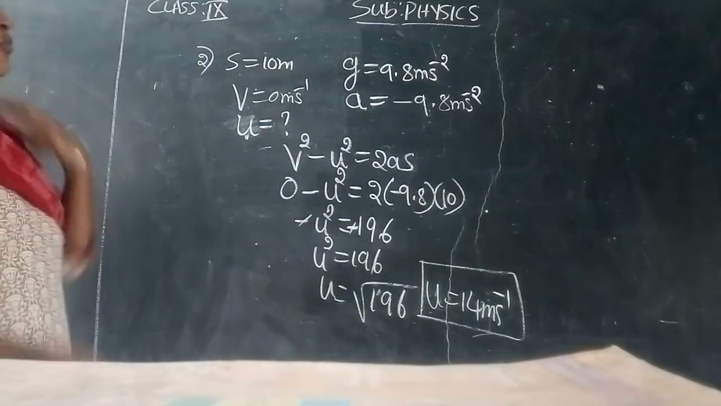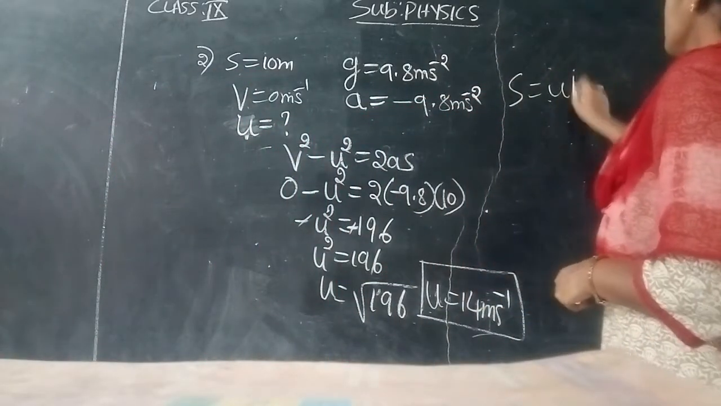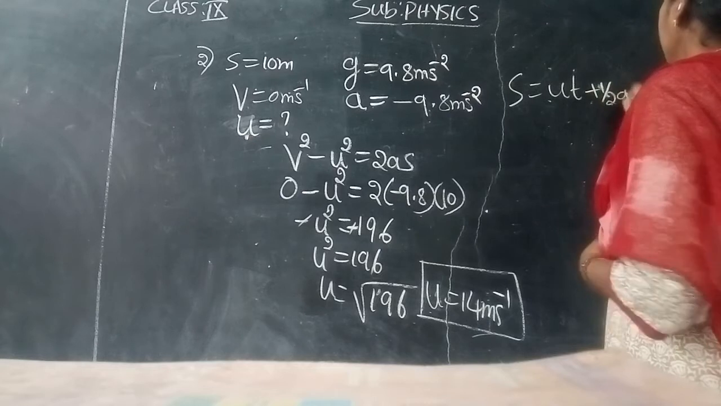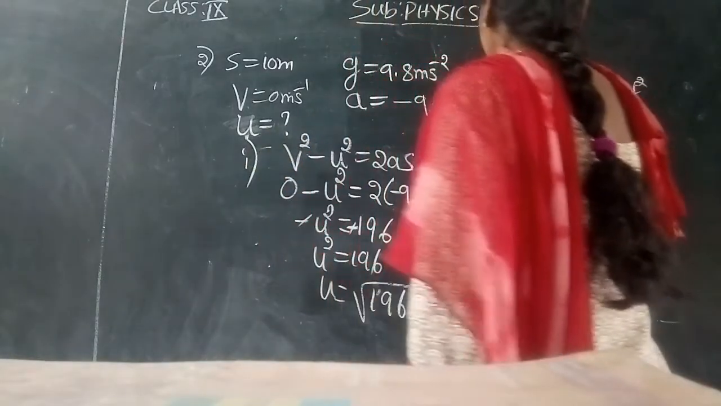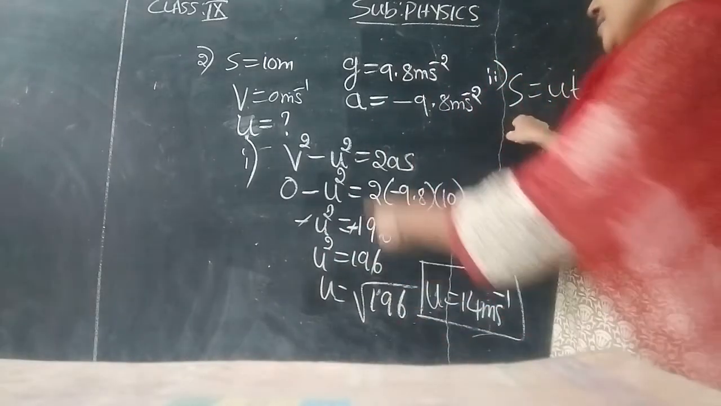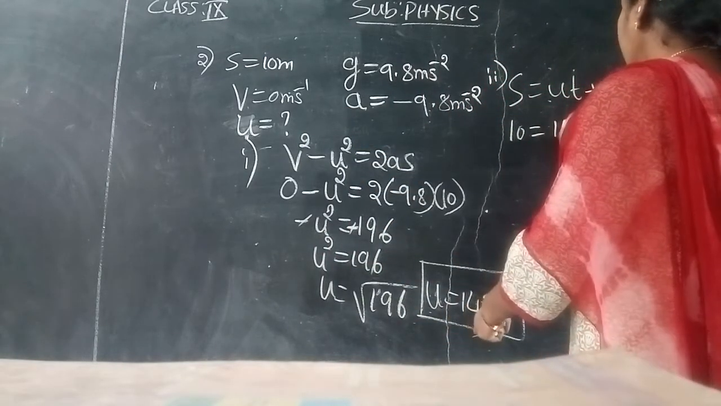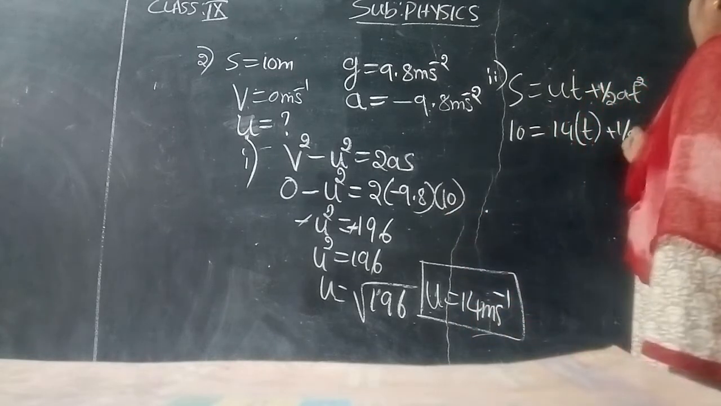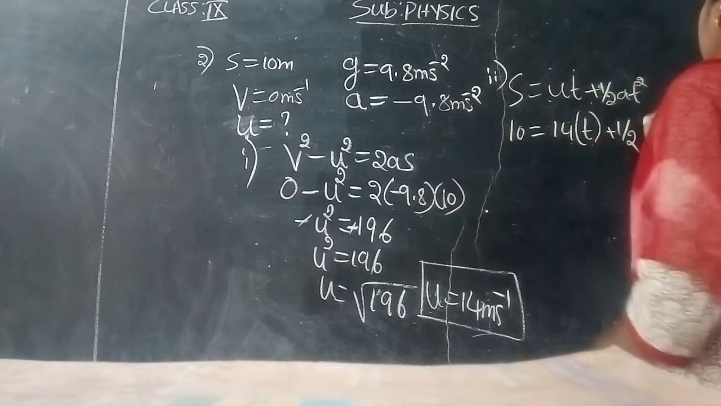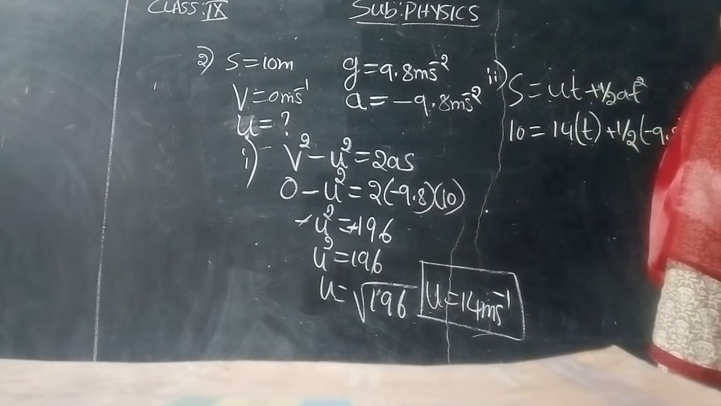Okay. Now what do we have to find out? Time we have to find out. So for time we can use the formula s = ut + ½at². Here s is 10 meters, initial velocity is 14, time we don't know, so write t as it is. Half into a, a is minus 9.8, t². So we don't know.